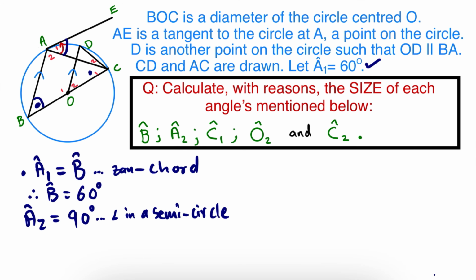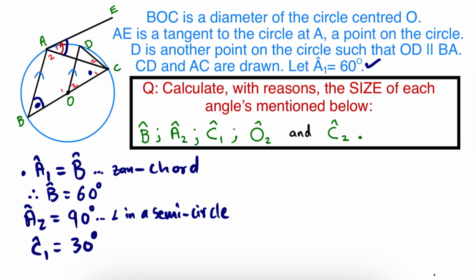Remember, the sum of interior angles in a triangle will have to equate to 180. So we're going to say C1 plus A2 plus B should give us 180, and therefore we make C1 the subject of the formula. So basically, our C1 will be what, guys? Come on. C1 will automatically be 30 degrees, because 30 plus 60 on B plus 90 on A should give us 180.